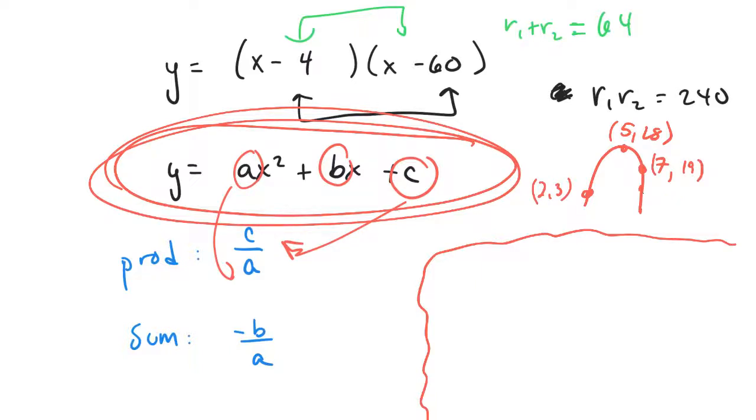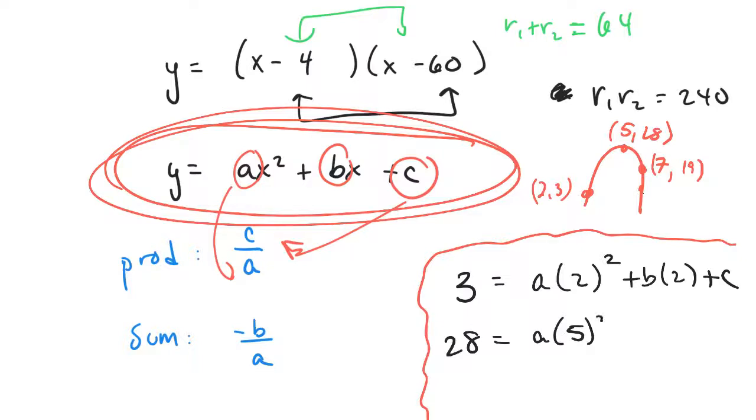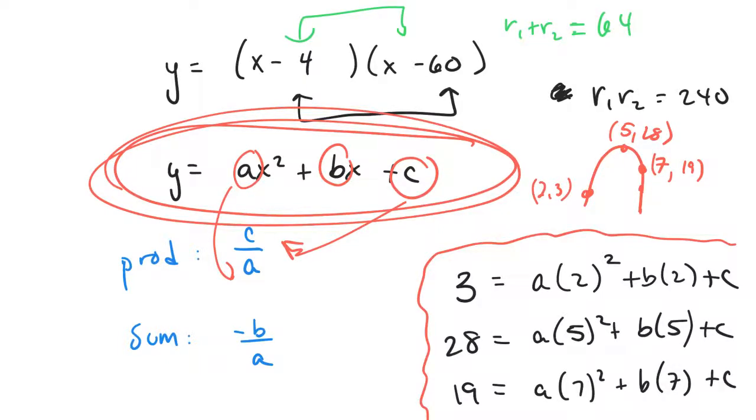So this is what you did to start, right? Everybody, you start with 3 points. You take those 3 points and simply plug them into the function itself. So the first point, 2, 3: 3 goes in for y, and 2 goes in for x. Second point, 5, 28: 28 goes in for y, and 5 goes in for x. And the third point, 19 goes in for y, and 7 goes in for x. And that's how I would solve this. I would write this as 4a, 2b, 25a, 5b, 49a, 7b.